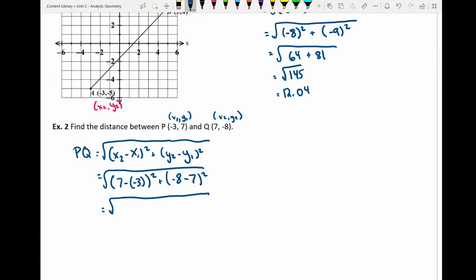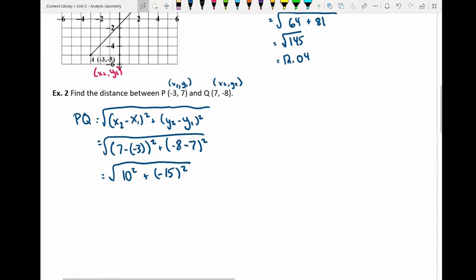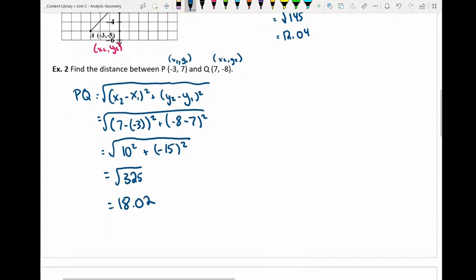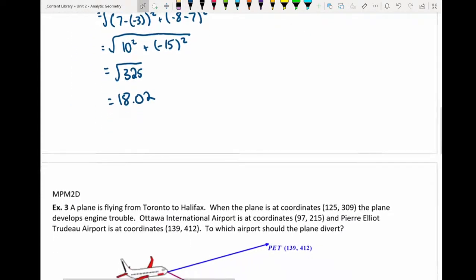Then we just start simplifying. So we end up with 10 squared plus -15 squared. When I simplify this, I should get the square root of 325. And then at the end, when I square root that, 18.02. And again, that's rounding it. So that's basically the main idea of finding the length of a line segment.